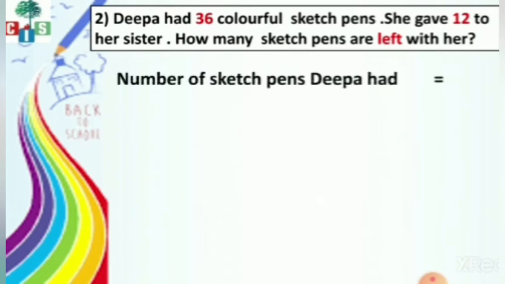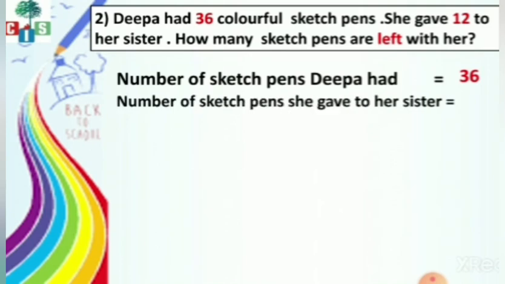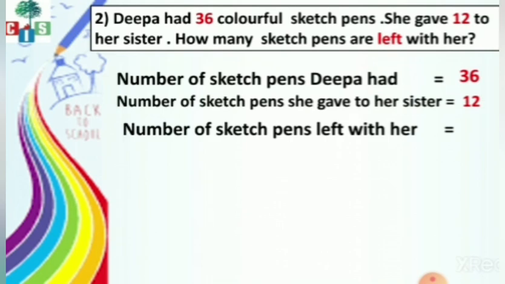Number of sketch pens Deepa had. So, how many sketch pens she had? 36. Then, she gave to her sister. So, number of sketch pens she gave to her sister. She gave how many? 12. Okay. Now, we have to find number of sketch pens left. Number of sketch pens left with her. We have to find it out. So, let's start.